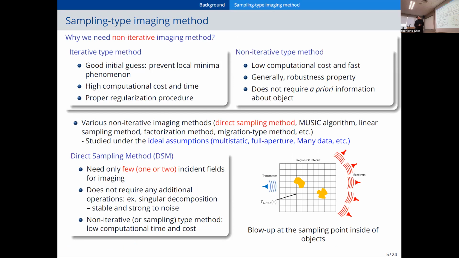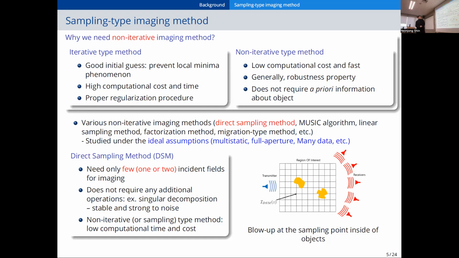There are so many non-iterative methods: direct sampling method, MUSIC algorithm, linear sampling method, factorization, migration timing method. But almost many of these studies are done under ideal assumptions, such as multistatic, full-aperture, and many data.